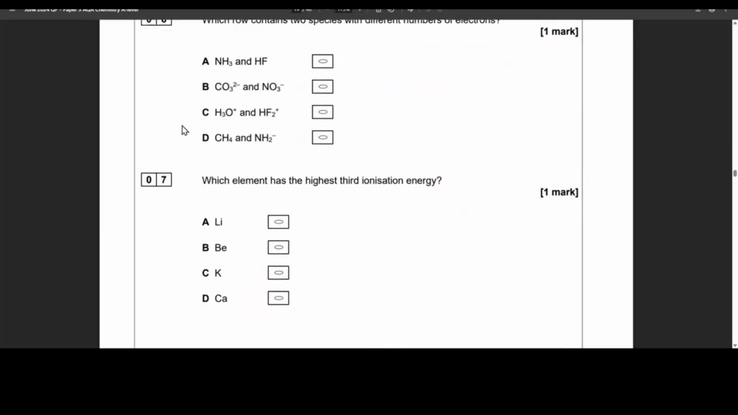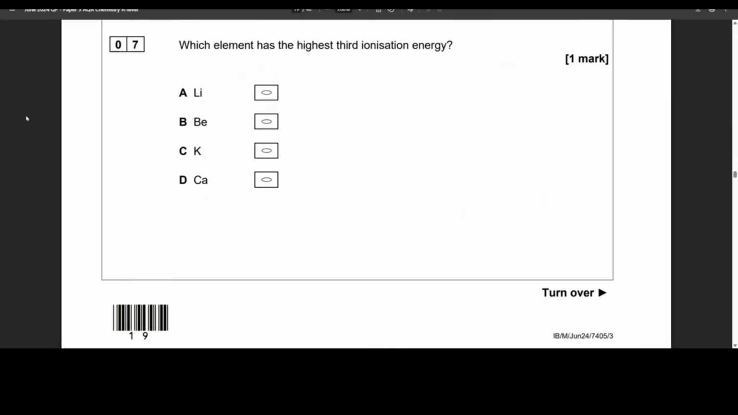And here we go. Okay, let's zoom into this next MCQ. Which element has the highest third ionization energy? Why don't you pause the video, see if you can work it out, draw out the structures, and see if you can work it out. All right, I'm going to go through the answer.